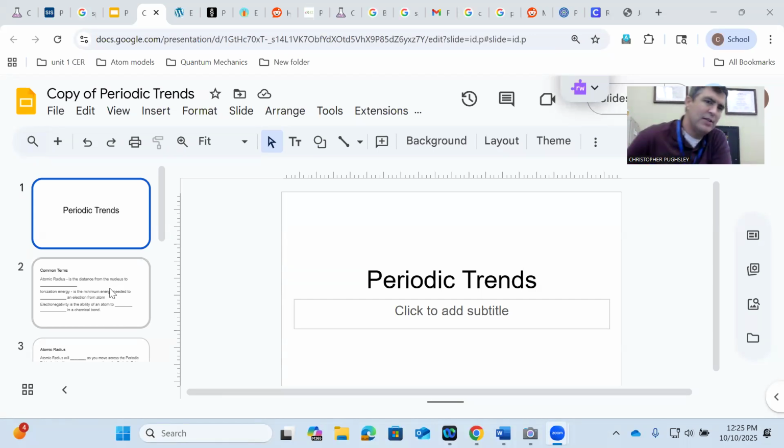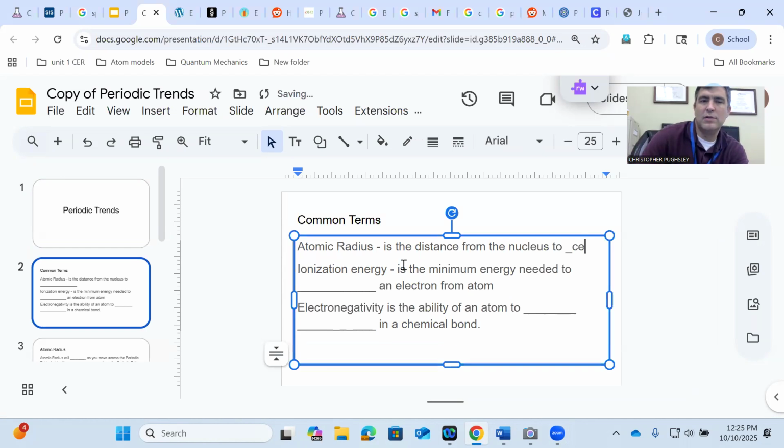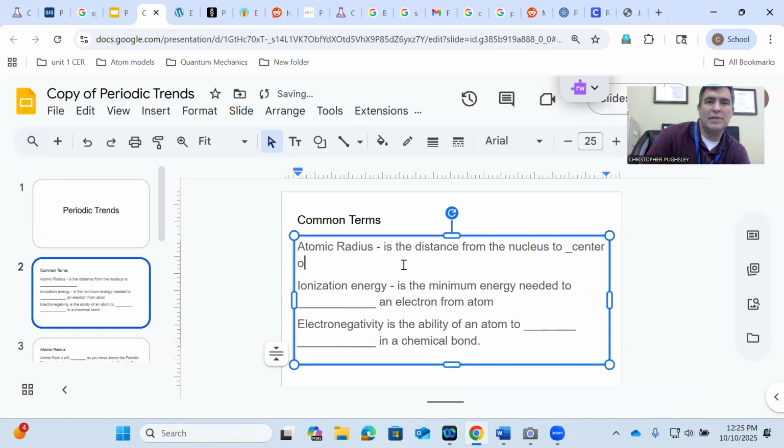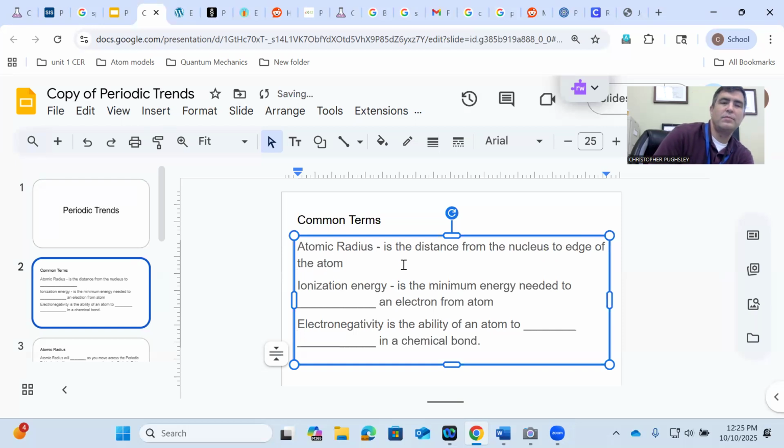We need to learn about some common terms that we're going to be using quite a bit here. Atomic radius: just like the radius of any circle is the distance from the center to the outside edge of the circle, atomic radius is no different. It's the distance from the nucleus to the edge of the atom. All right, that's atomic radius.